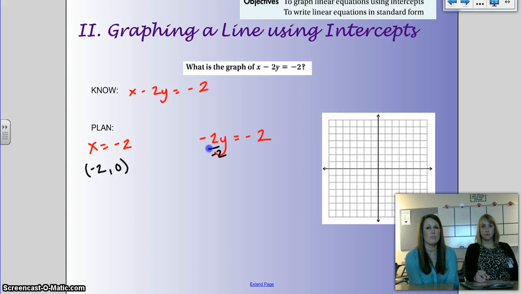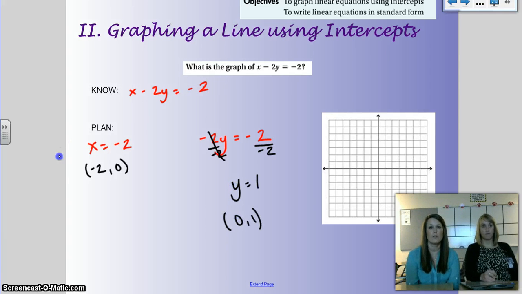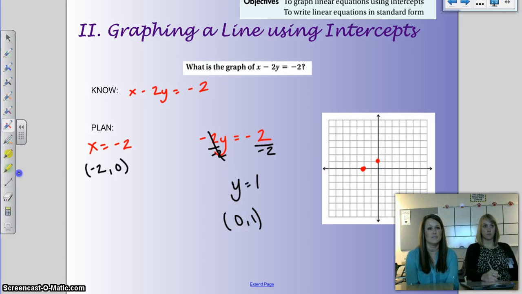Then this one is going to be, oh shoot, what is that? 1. All right, easy, yeah. So 0, 1. Okay. So on my x-axis, negative 2. Right here. Plop. And then my y-intercept is at 0, 1. Oh, those are so close together.